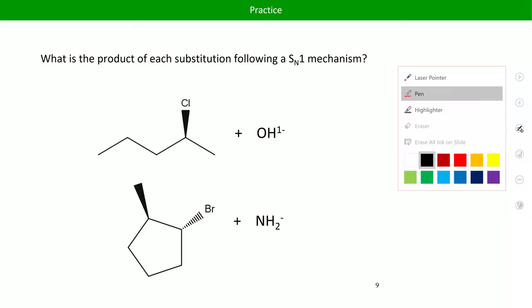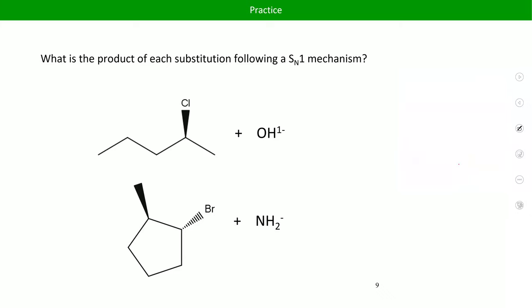And then how about down here? You get leaving group leaves, which then gives us this intermediate. Now we do have a rearrangement that can happen, right? We have to choose though between the hydrogen or the methyl shifting.